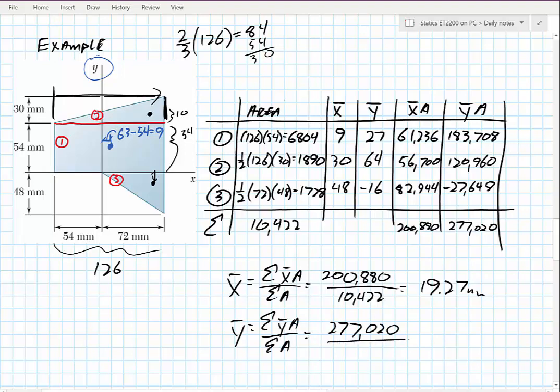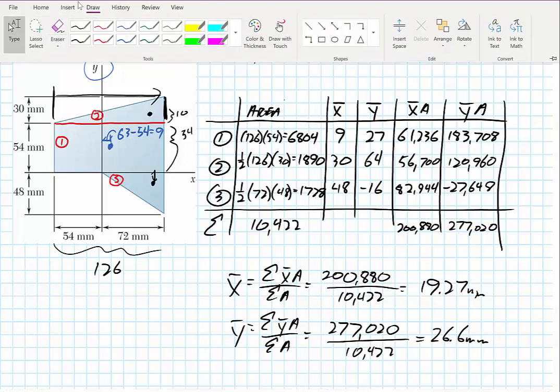277,020 divided by 10,422. My computer sounds like it's about to take off with this fan going. I don't know what's going on. 26.6 millimeters. I tell you, first I have issues with the microphone, now this fan. The Surface Pro, you're not doing me right.